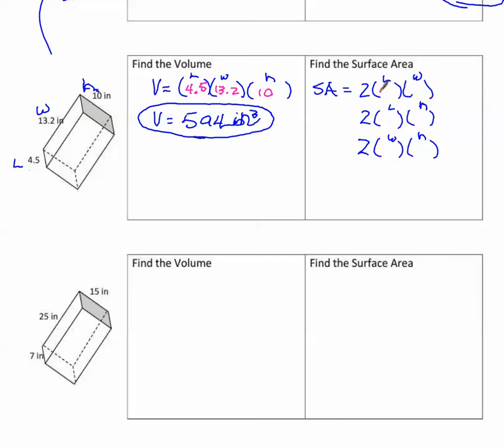Now for surface area. Length is 4.5, so I'll plug both of those in. The width is 13.2. And the height is 10. Don't forget you need to multiply that by that 2 out front. People forget that one. So 2 times 13.2 times 4.5, that's going to give you 118.8. 2 times 4.5 times 10, that's going to give you 90. 2 times 13.2 times 10 gives you 264. Add them together. You're left with 472.8 inches squared, area, squarea.